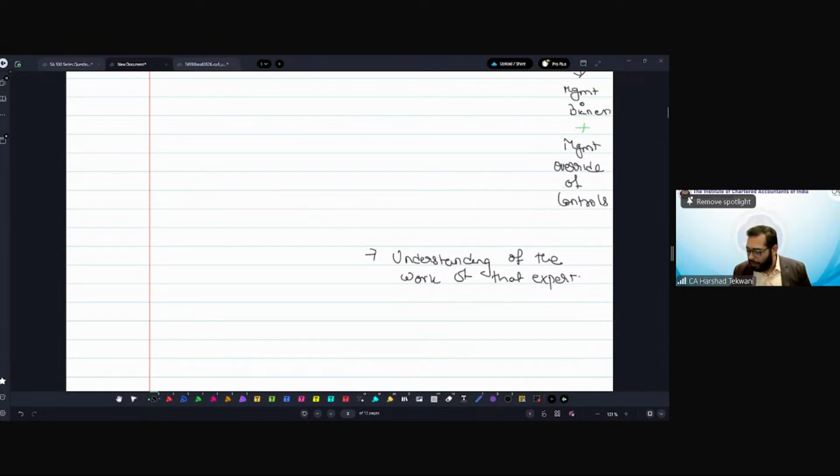Are you getting the point? So management experts, basically, understanding can be obtained by all these procedures or by all these areas. Any doubt till now? Any doubt?